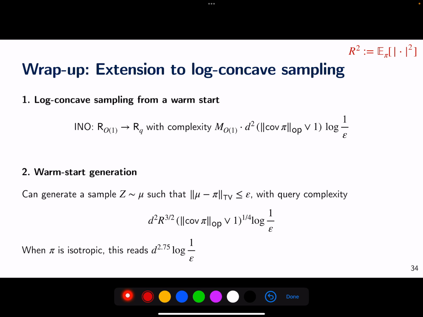And here is the extension to log-concave sampling. It looks almost exactly similar to the uniform sampling guarantee, but we have some additive term by taking the maximum with some constant, which is also the same for this warm start generation problem as well. But for the isotropic case, this is 1 and this is 1, so this term is going to be just 1. So it's not that different from the uniform sampling case. So this is how we extend it to log-concave distributions.